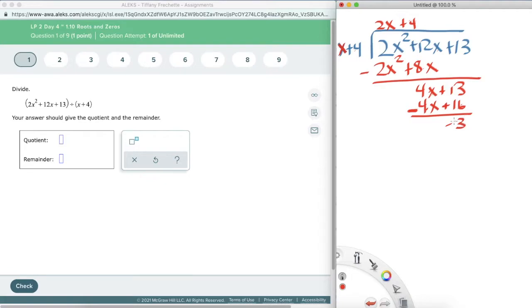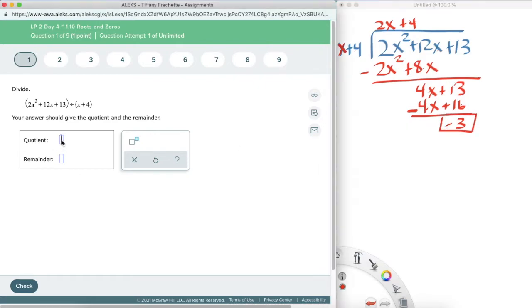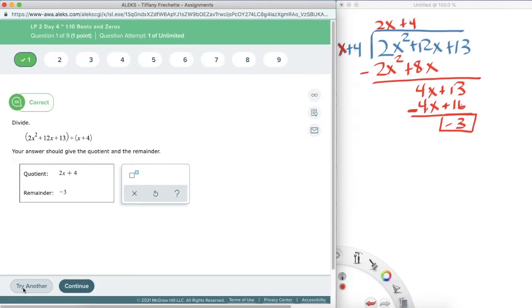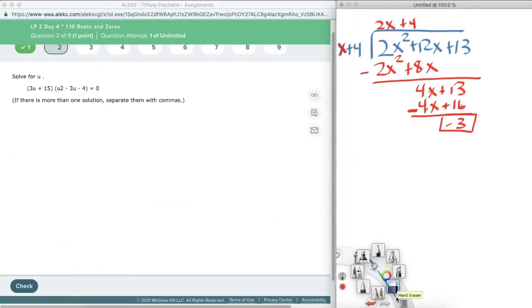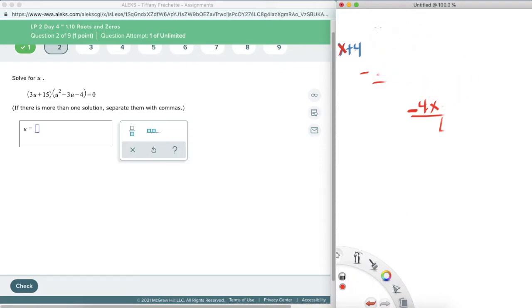There's nothing I can multiply x by to get it to just be negative 3. This is called a remainder. Okay, so this is what's left over. So my quotient is going to be 2x plus 4, the piece we have on the top here, and my remainder is negative 3. Alrighty, so that is our first practice in long division with some polynomials.